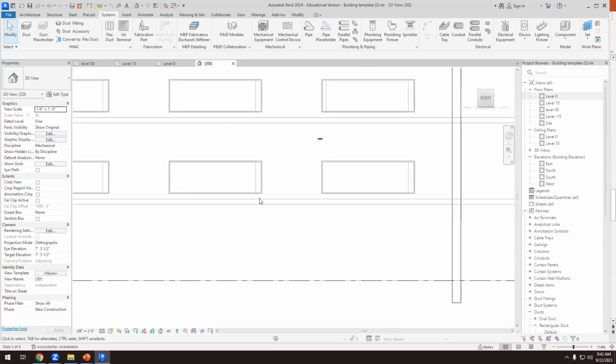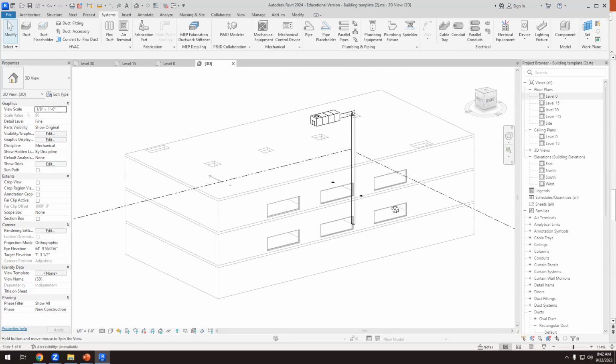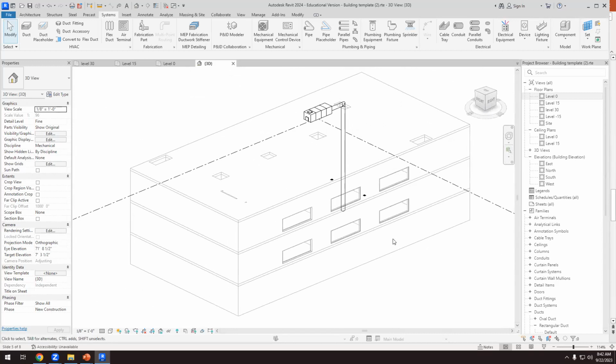Again, it's not intuitive. If we don't change to the 3D view when placing the diffuser, we are creating all the ductwork on the floor, and it has to be close to the ceiling. So be careful with that.